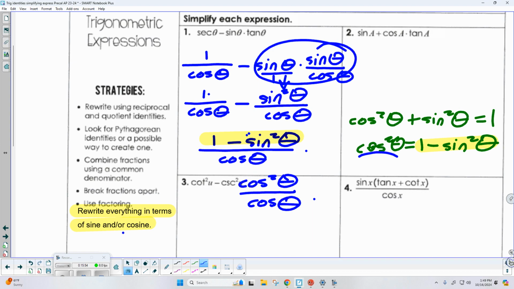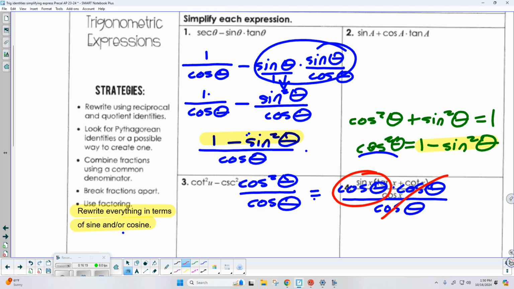Okay. Well, do you notice anything about this last fraction? How many cosines do I have up top? Yeah, 2 because it's squared. If it helps, I could rewrite it as cosine of theta times cosine of theta over cosine of theta. That might make it a little easier to see. I can cancel out a pair of cosines. There's my answer. So secant theta minus sine theta tangent theta is going to equal cosine of theta.